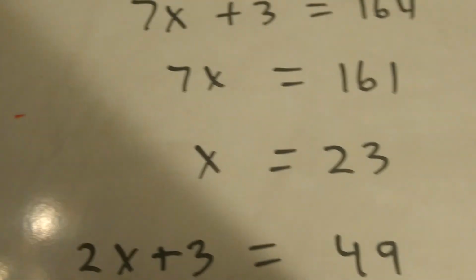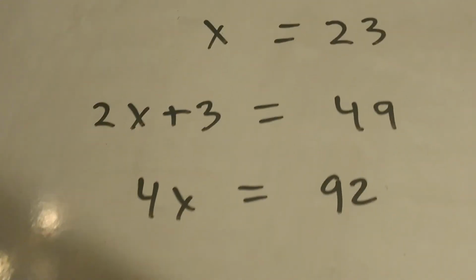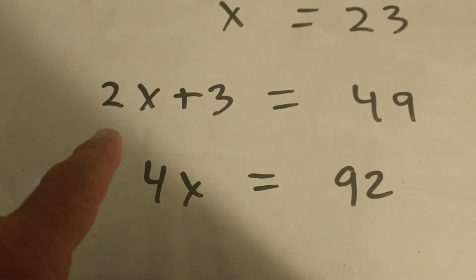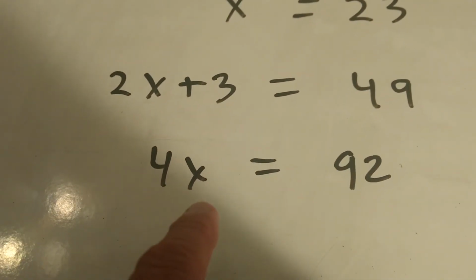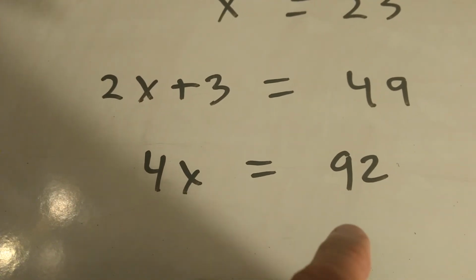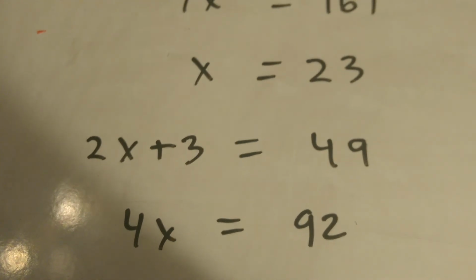So our first number x is 23. Our second number, 2x plus 3, we stick the 23 in here. 2 times 23 is 46, plus 3 is 49. Stick the 23 in here. 4 times 23 is 92. So there's our three numbers, 23, 49, 92.